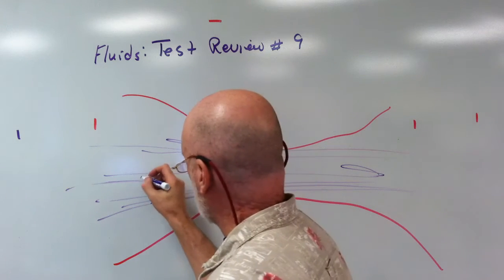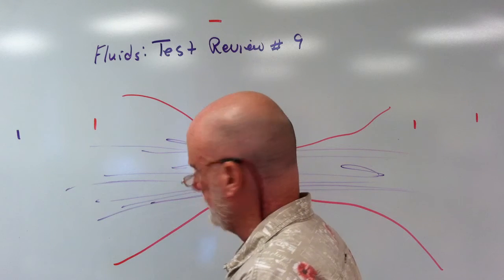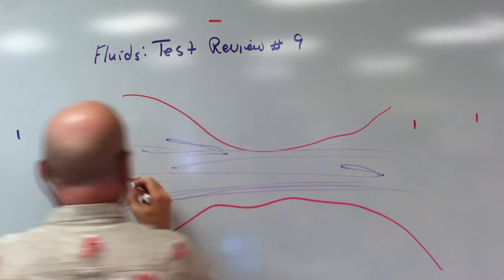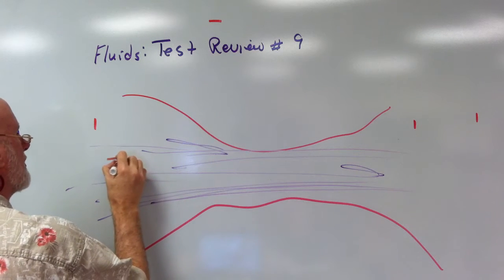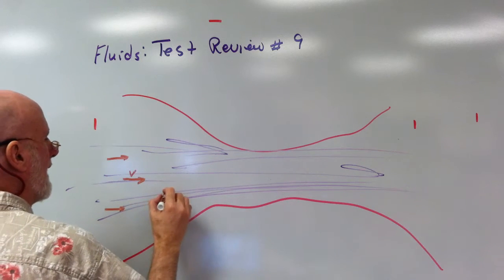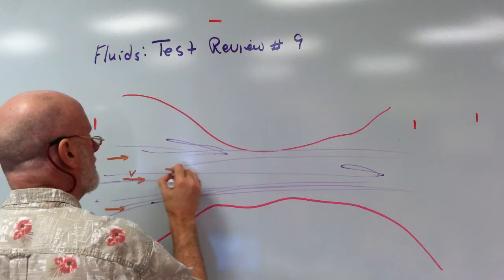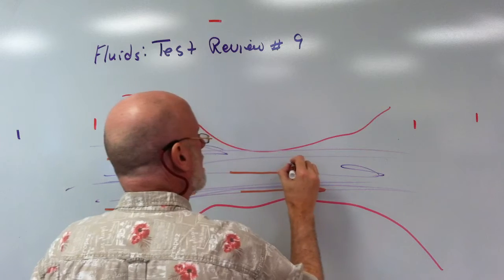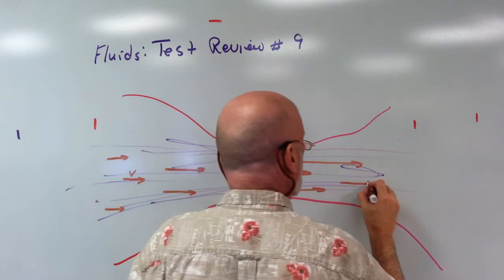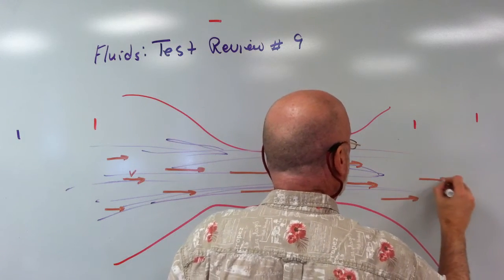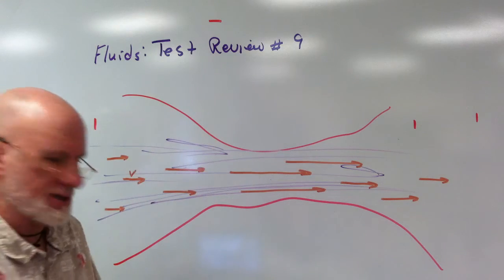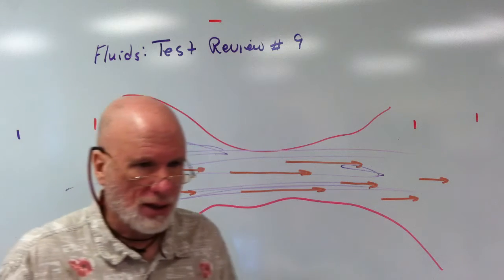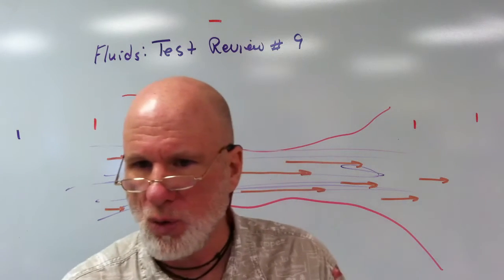So the velocity vectors we can draw in like this. We could say that the velocity is here. Okay, these are velocity vectors. So it's like here, and then as it gets close to here, it's going to get faster. Correct? Yes, sir. Then it's going to slow down again, right? Understood? So those are velocity vectors. Yes or no? Easy?